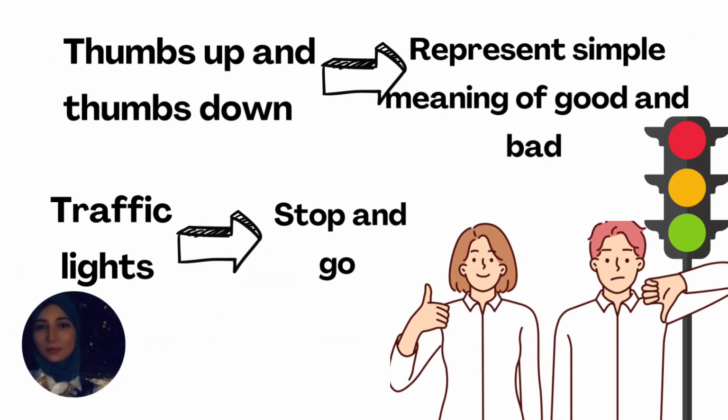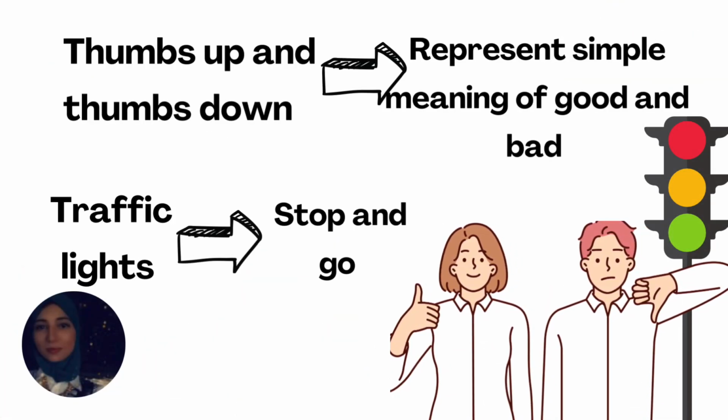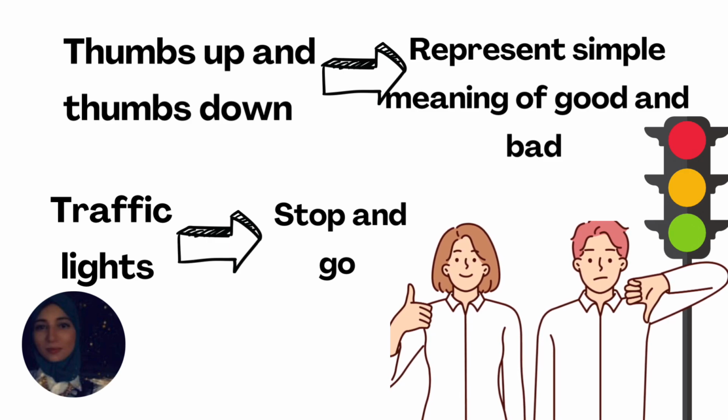One of these codes is thumb up and thumb down. When we do thumb up, that represents a simple meaning for good or I agree. And thumb down represents a simple meaning for bad or I disagree. So when you do this, thumb up or thumb down, this is a code. This is a pattern that has meaning, that when we see this, we know the meaning. So we transmit information by thumb up and thumb down.